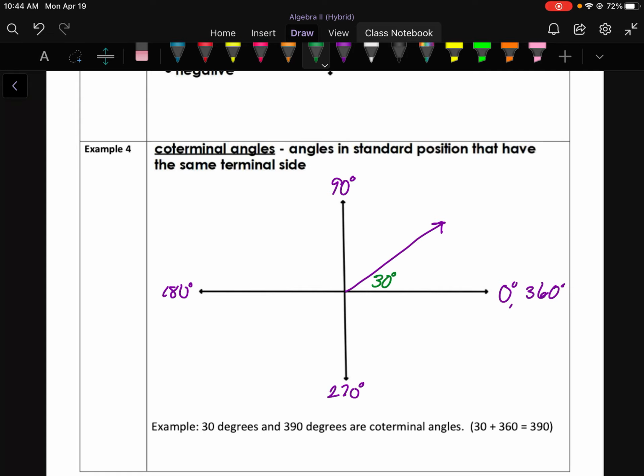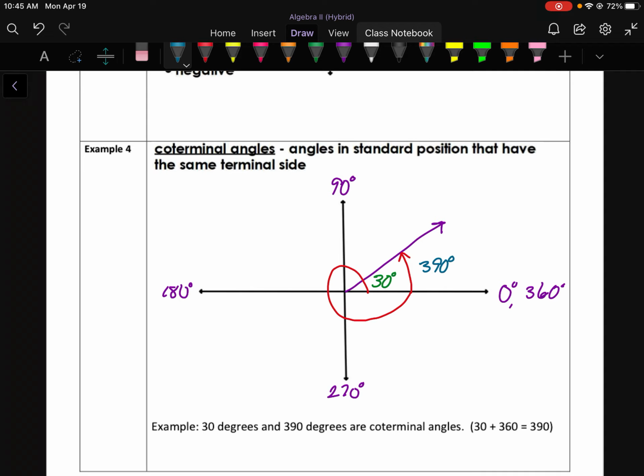So an angle that would be coterminal would be an angle with the same terminal side, but obviously not the exact same angle. So the easiest way to do this is just start from your angle and go all the way around 360 degrees and then end back at your terminal side. So we went 360 plus another 30 for a total of 390 degrees. So 30 and 390 would be coterminal.